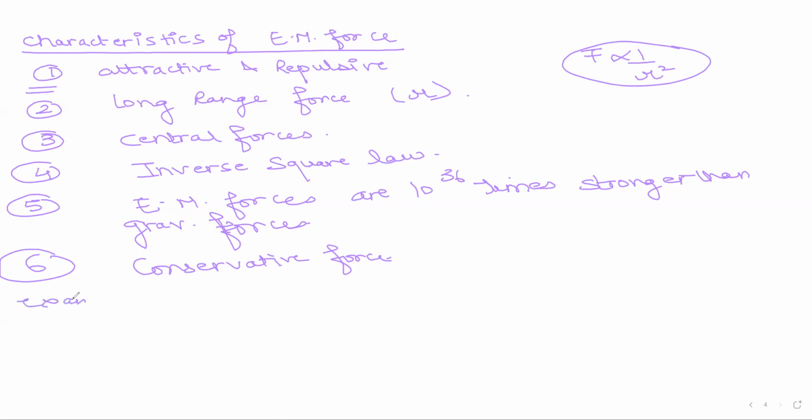Okay. Next is examples of electromagnetic force. The first example is the electron. The electron is always orbiting around the nucleus of the atom. That is all because of the presence of the electromagnetic force over there.